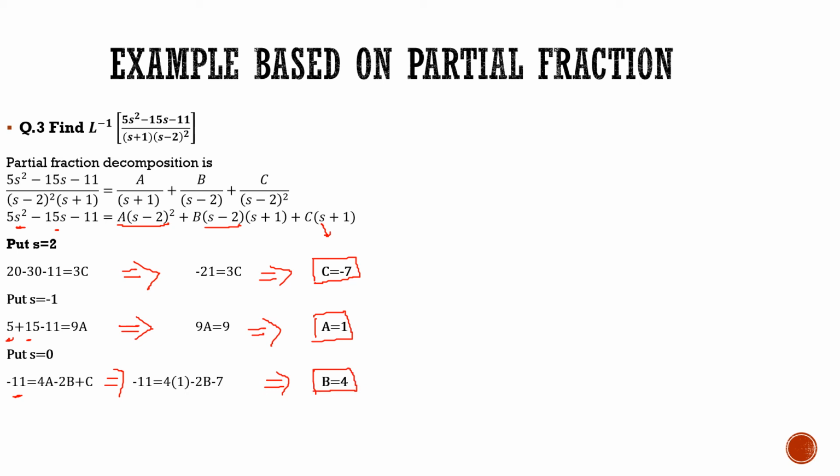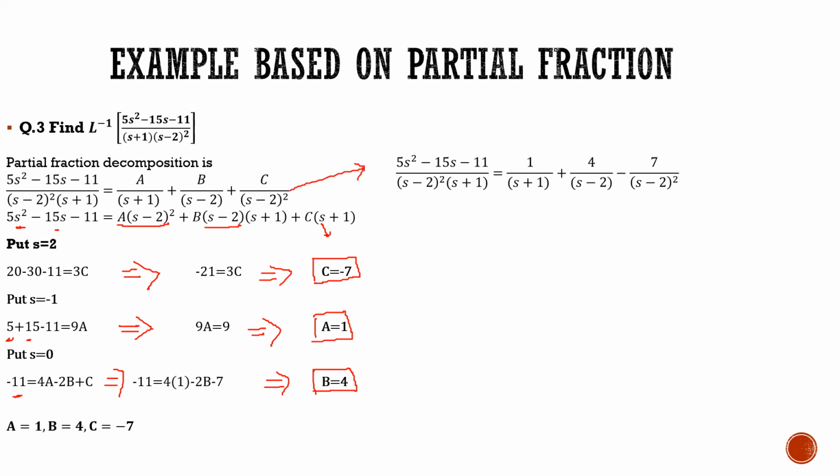Okay, so one method is that you can compare the coefficients, and this is another method where you can put values of s and find the coefficients A, B, C in your partial fraction. So finally, the value of a is equal to 1, the value of b is equal to 4, and the value of c is equal to minus 7. And I just put these values in the partial fraction.